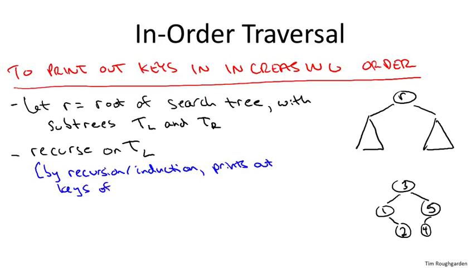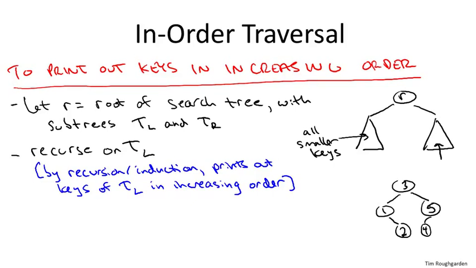So by the magic of recursion, or if you prefer induction, what recursing on T sub l is going to accomplish is we're going to print out all of the keys in T sub l in increasing order, from smallest to largest. Now that's pretty cool, because T sub l contains exactly the keys that are smaller than the key at the root. Remember, that's the search tree property. Everything smaller than the root's key has to be in the left subtree. Everything bigger than the root's key has to be in its right subtree. So in our concrete example, this first recursive call is just going to print out the keys 1 and then 2.